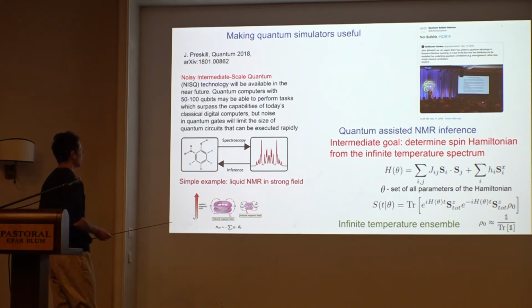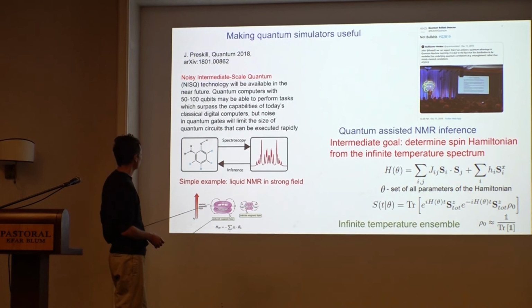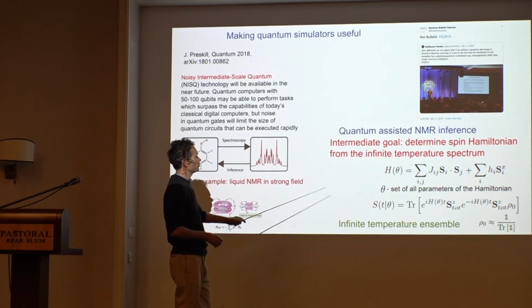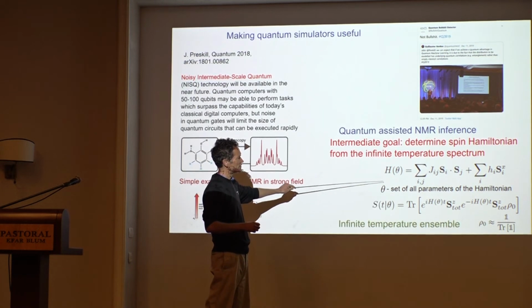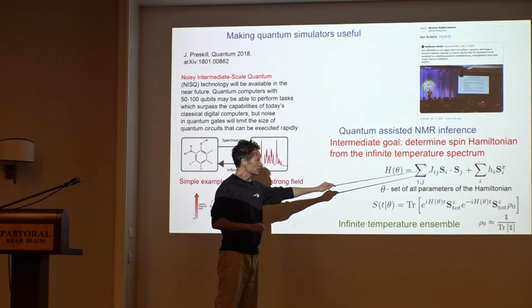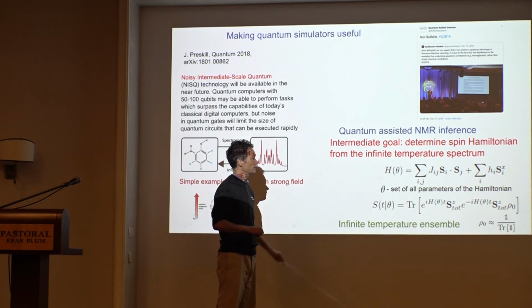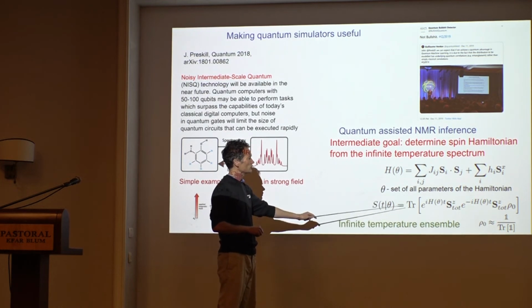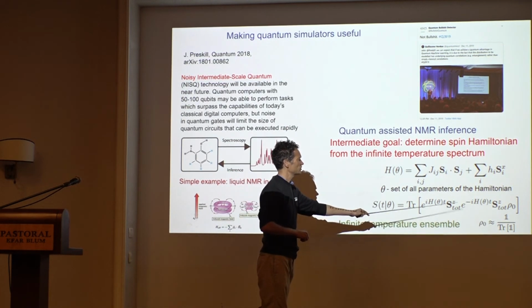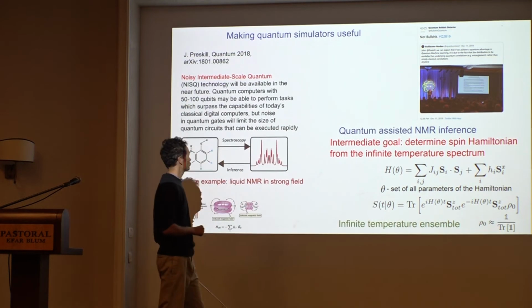So in particular, at least as an intermediate problem, they want to understand what's the Hamiltonian that gives rise to the spectrum. In some simple cases, like small molecules in liquids, we know the rules for constructing the Hamiltonian: spin symmetric interactions, magnetic field. And what is unusual is that this spectrum really corresponds to the correlation function that's computed at infinite temperature.